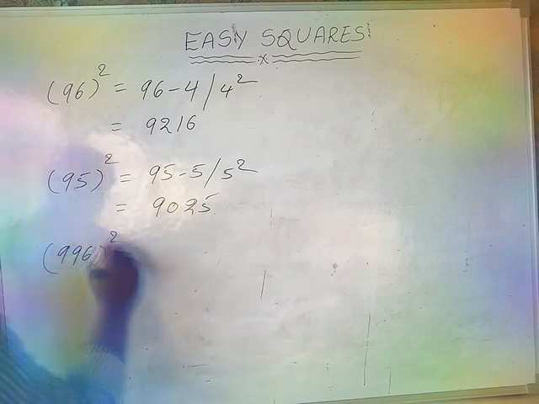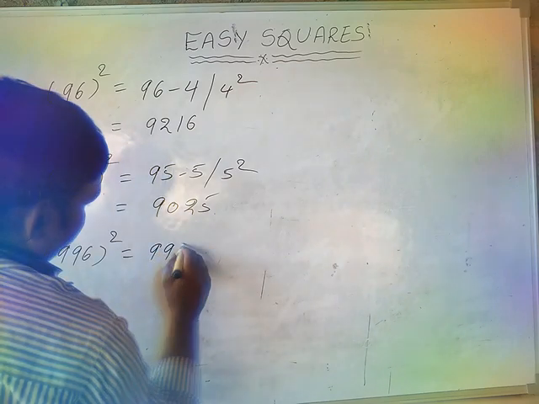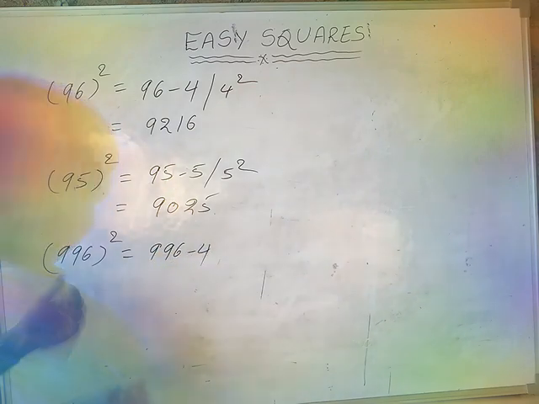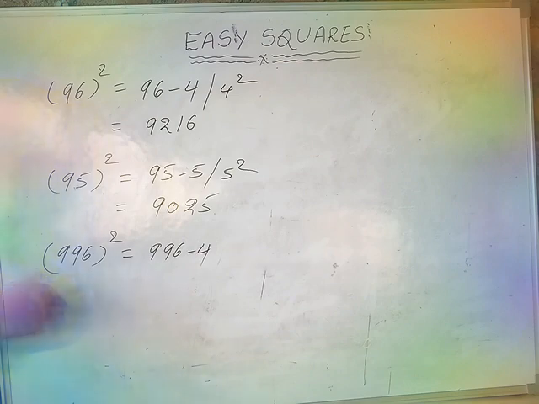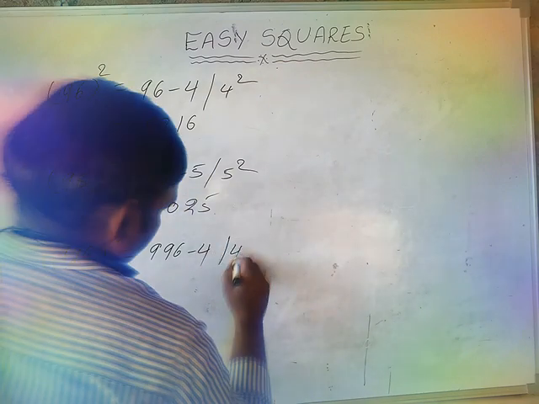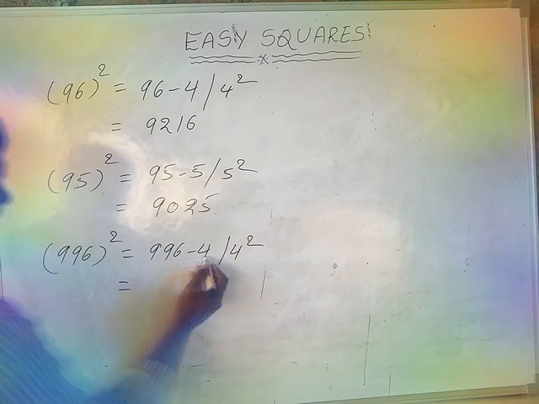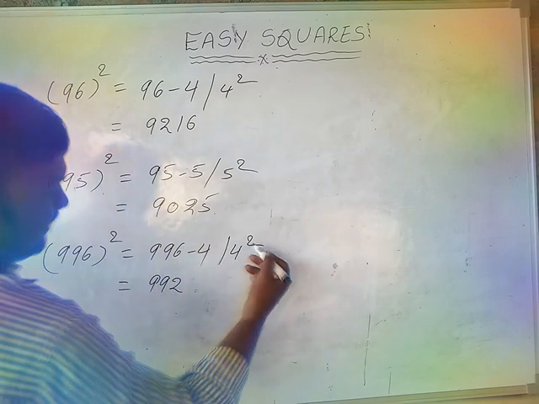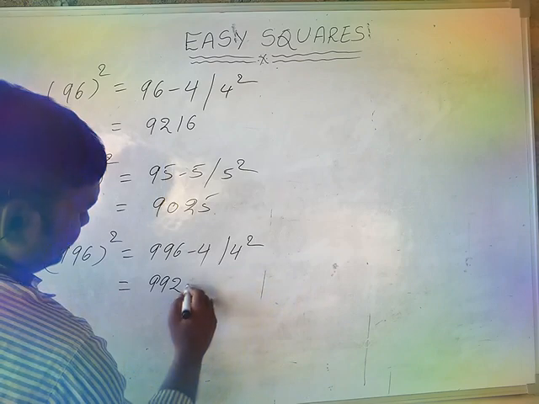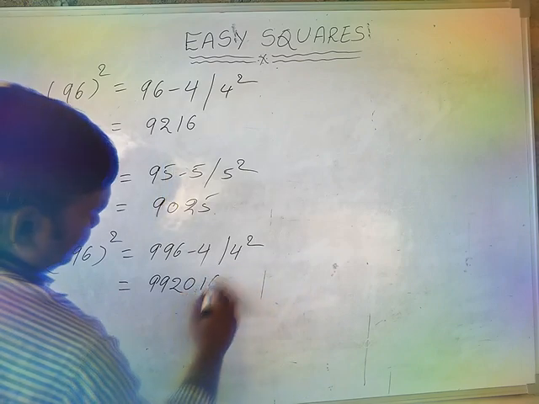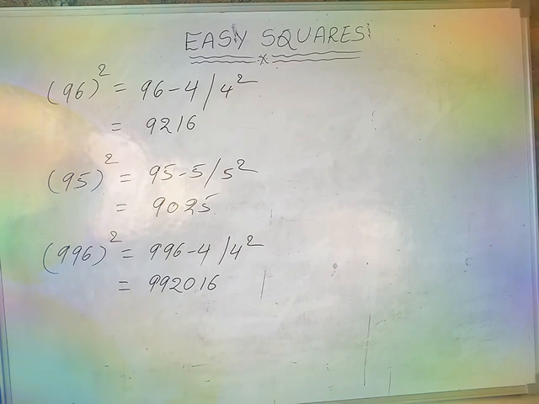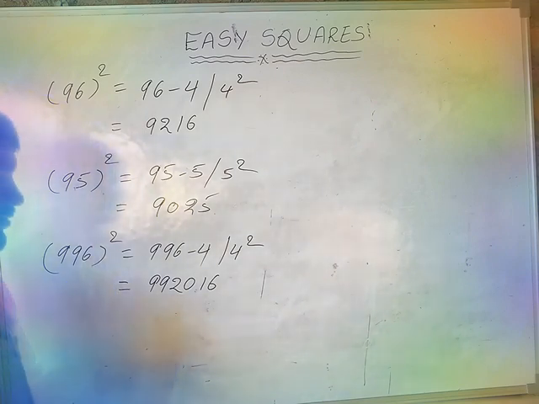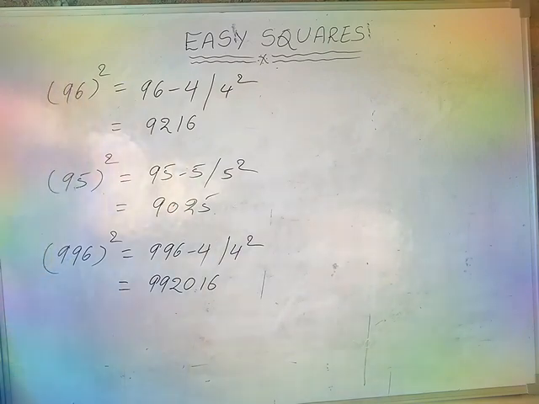996 whole square. So 996 whole square means 996 minus 4. Why? Because the main base is 1000, slash 4 square. So this is equal to 996 minus 4 is 992. 4 square means 16, but there should be three digits, so we are adding 0 before that number. This is the answer. 996 whole square is 992016, the correct answer.